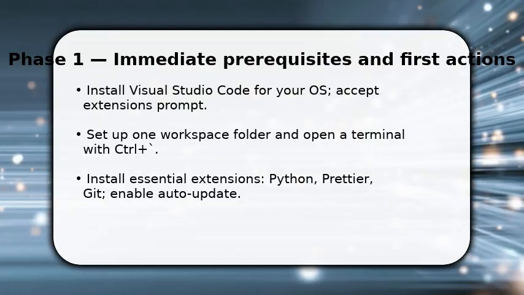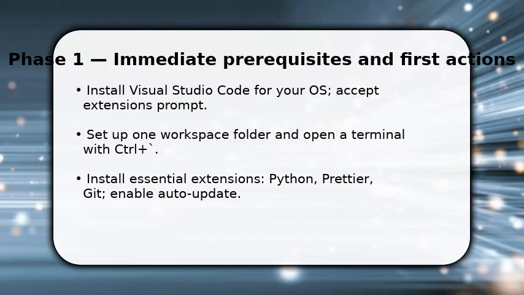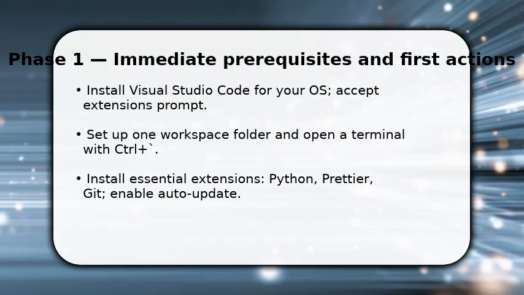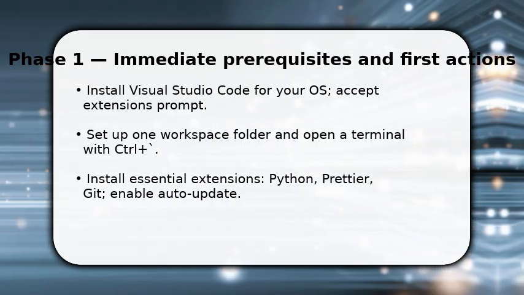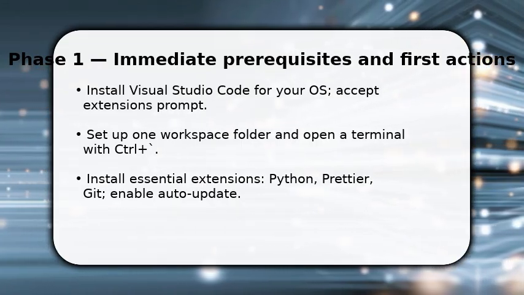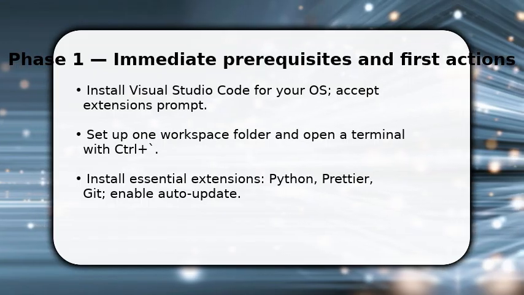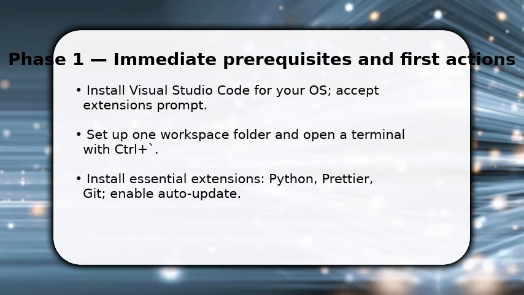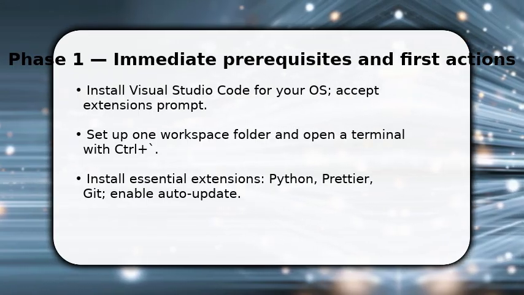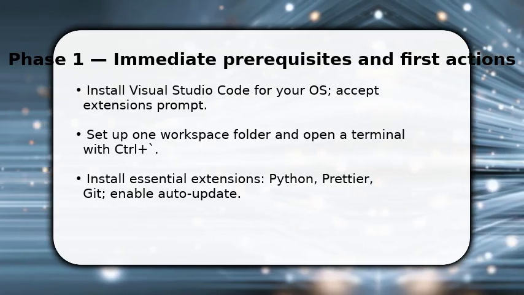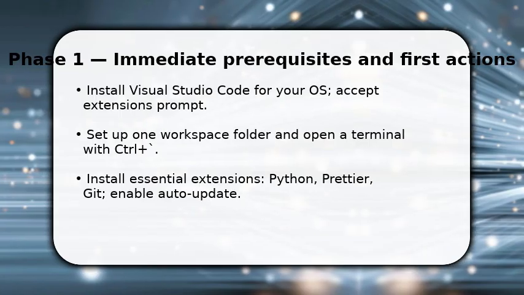You start by confirming system prerequisites and installing Visual Studio Code. Open it now. Once done, create or select a workspace folder and open the integrated terminal with Control+. Install essential extensions like Python, Prettier, and Git so you have language support and formatting immediately. Make sure to enable auto-update for extensions. This avoids compatibility headaches later.